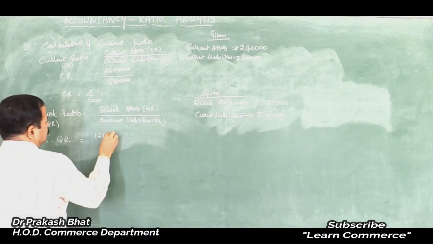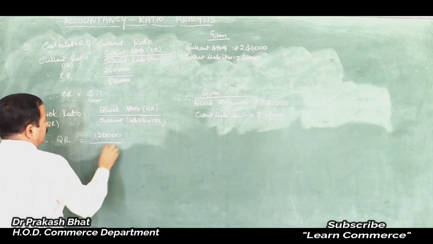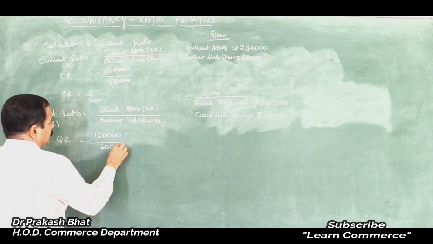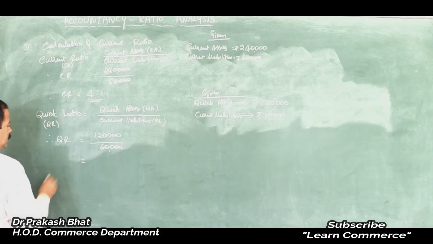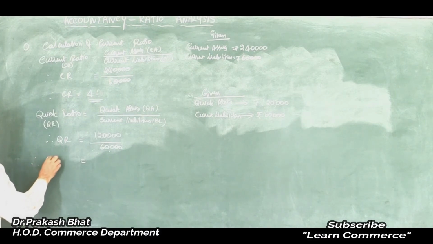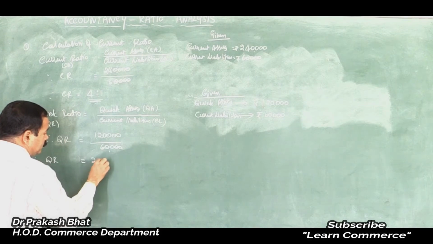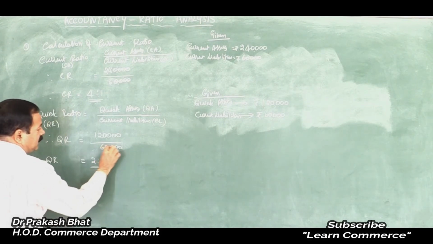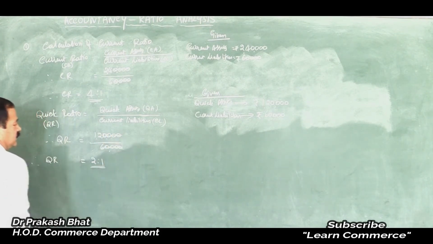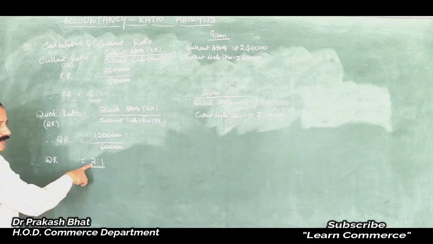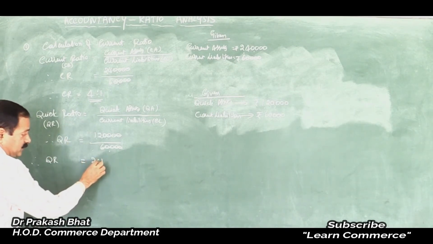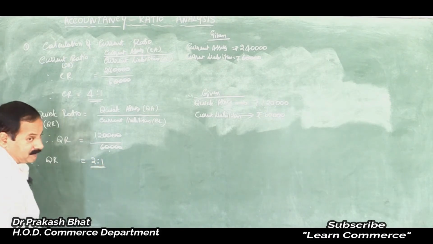1,20,000. Substitute the figures. Divided by 60,000, right? Is equal to. Therefore, quick ratio is equal to 2:1. Very simple. Cancel 4 zeros. 6 2s are 12, right? So 2:1. You must write 2 is to 1, otherwise your answer will be wrong. You will lose 1 mark again.